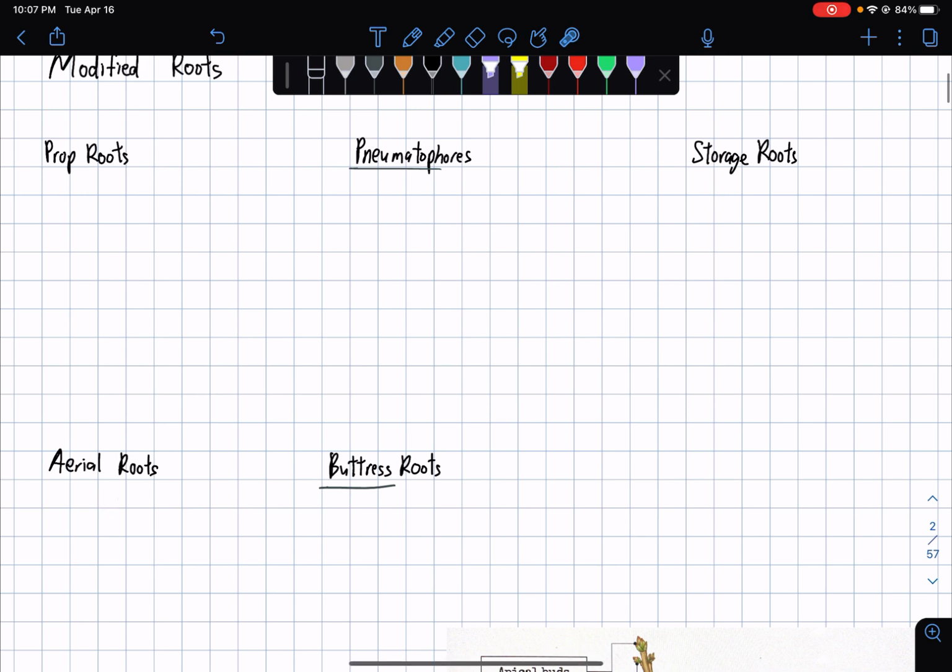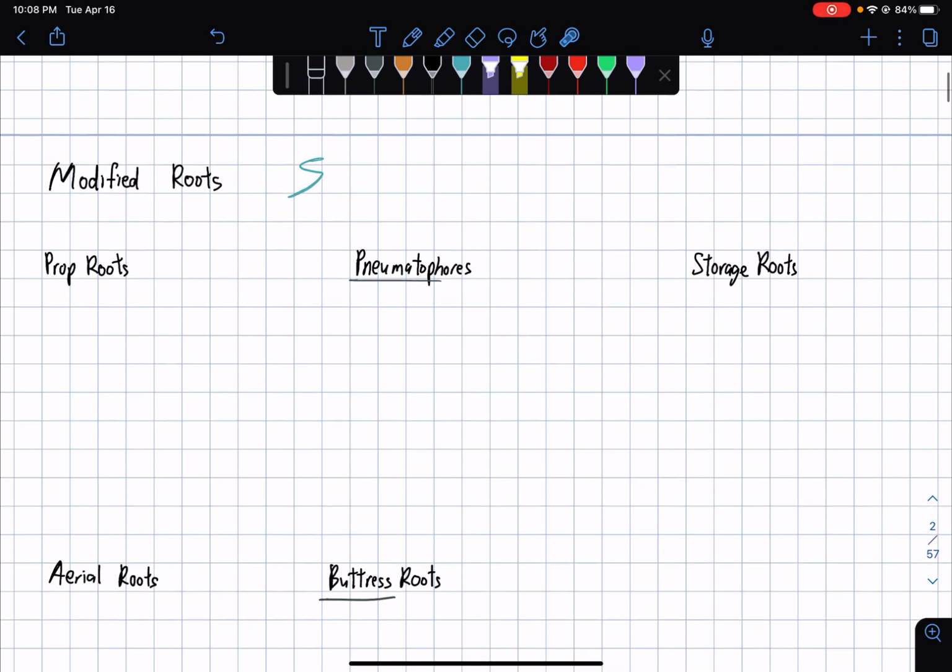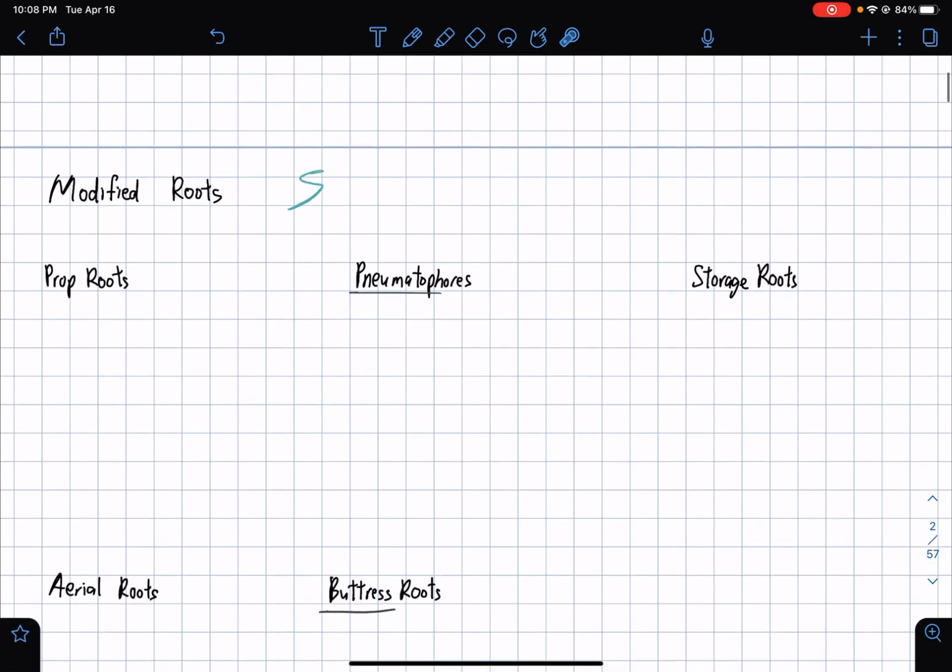Aerial roots. In this kind, usually the roots are suspended mid-air. Of course, they're still connected to the plant, which is connected to the soil. But yeah, that would be the reason why it's called aerial in the first place. For prop, I'm not sure about that. I'm brutally honest right now.